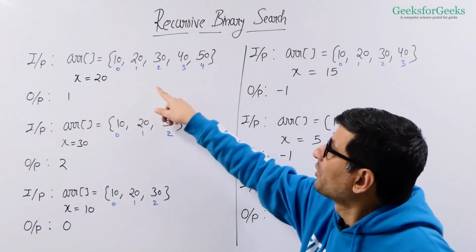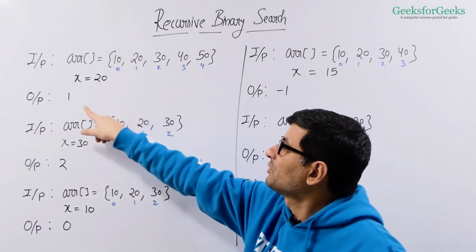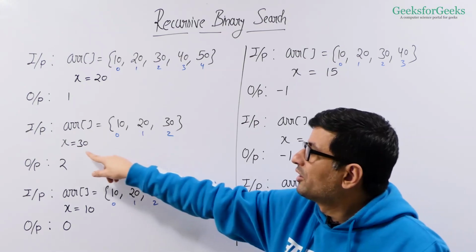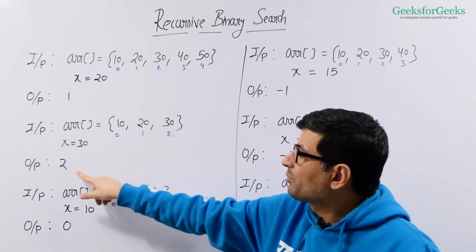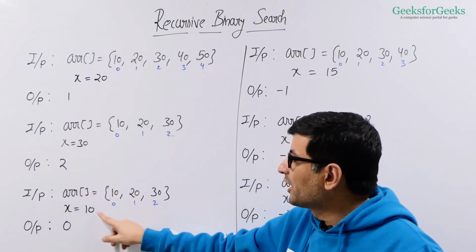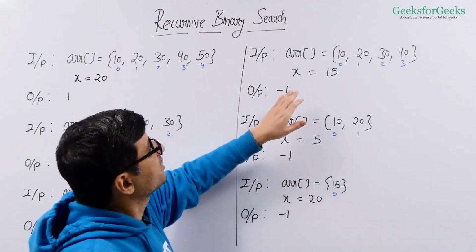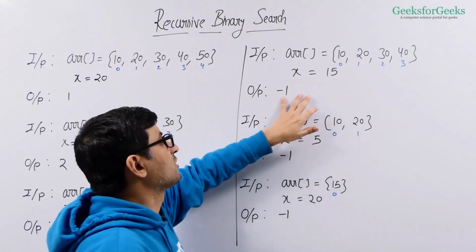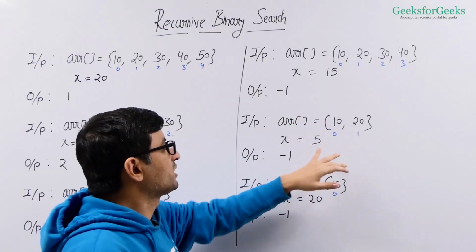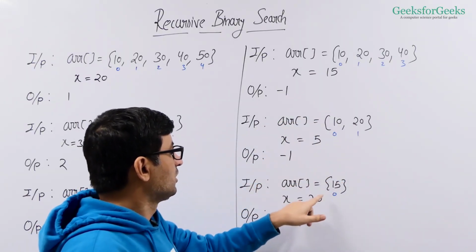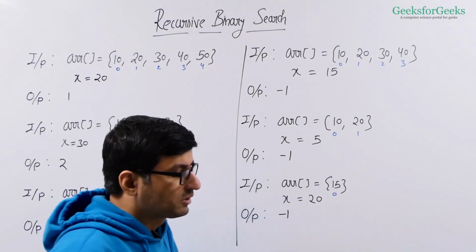So in this example, 20 is present at index 1, so our output is 1. In this example, 30 is present at index 2, so our output is 2. In this example, 10 is present at index 0, so our output is 0. Let's see these examples. 15 is not present at all, so our output is -1. 5 is not present, so our output is -1. 20 is not present, so our output is -1.